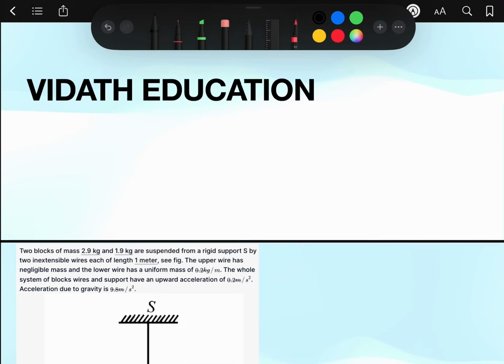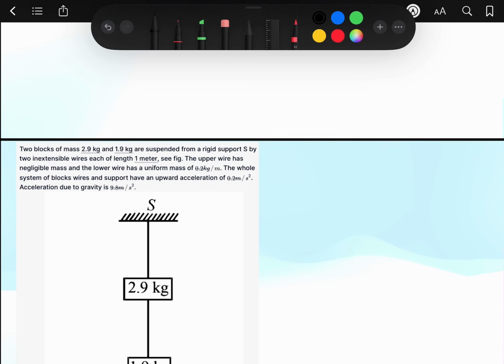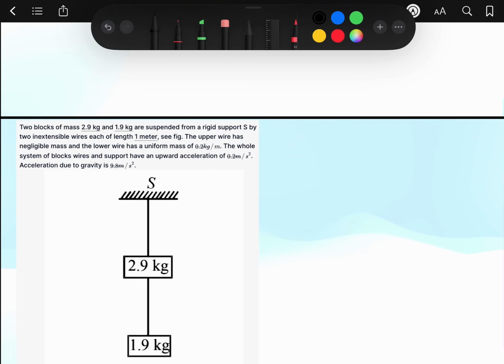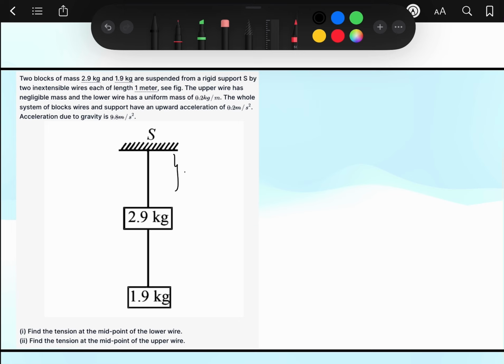So this is another question from IIT JEE PYQ from the chapter Newton's laws of motion. So here is the question. Two blocks of mass 2.9 kg and 1.9 kg are suspended from a rigid support S by two inextensible wires, each of length 1 meter. So here the length of each of the wires is 1 meter.